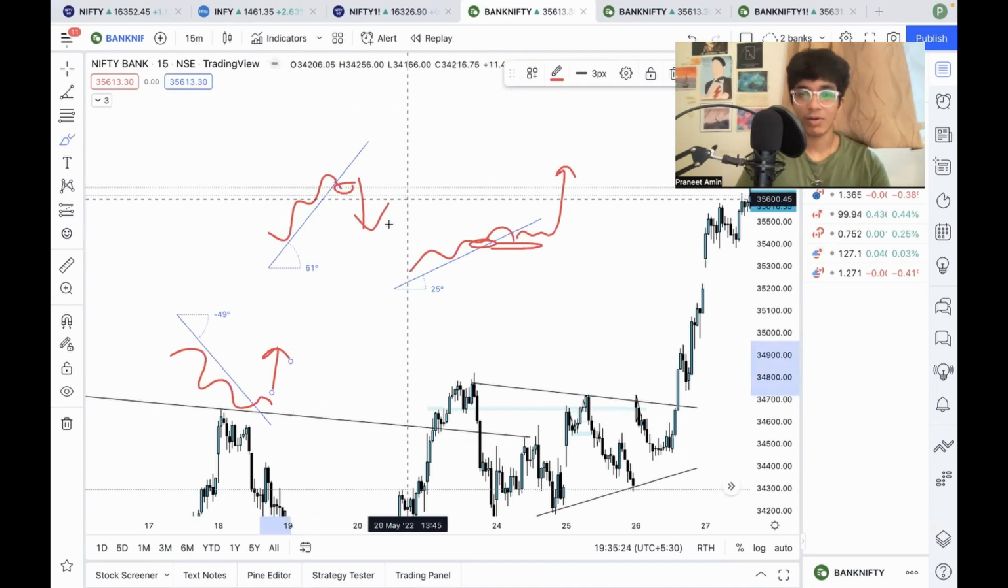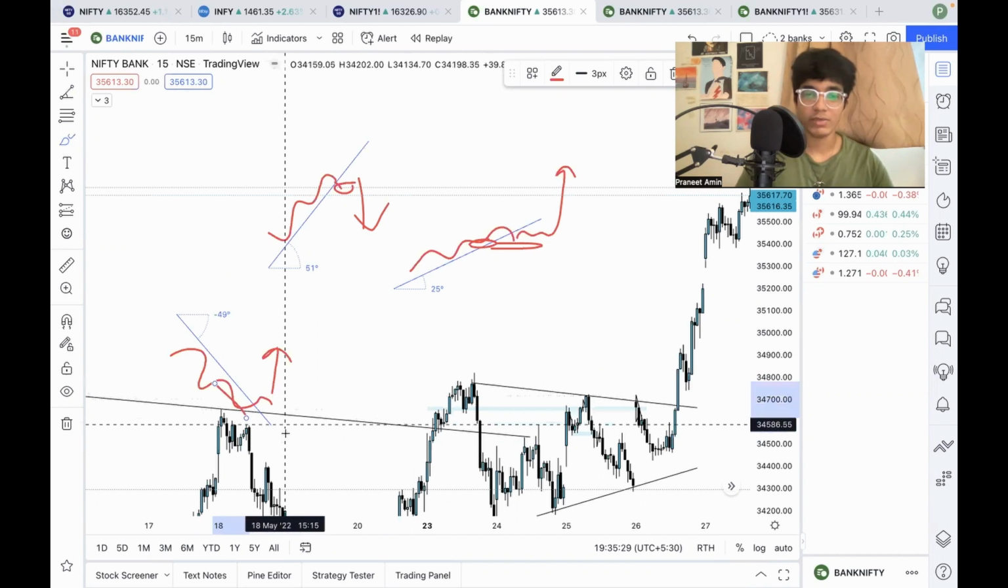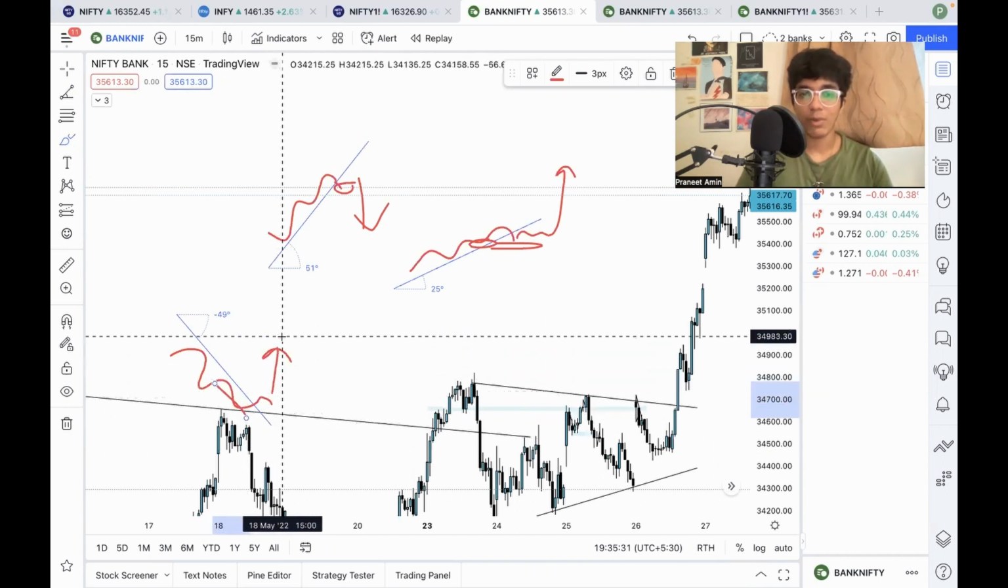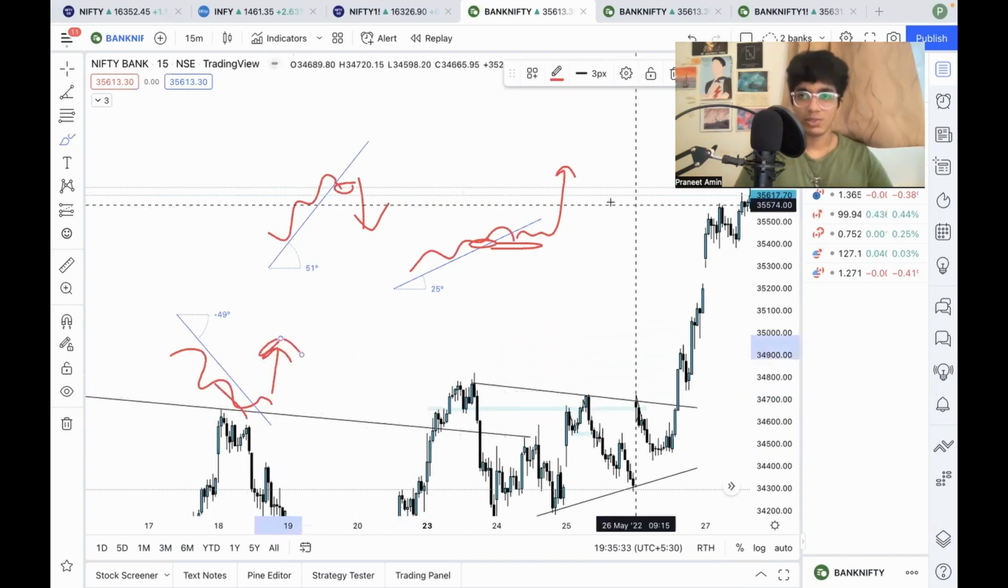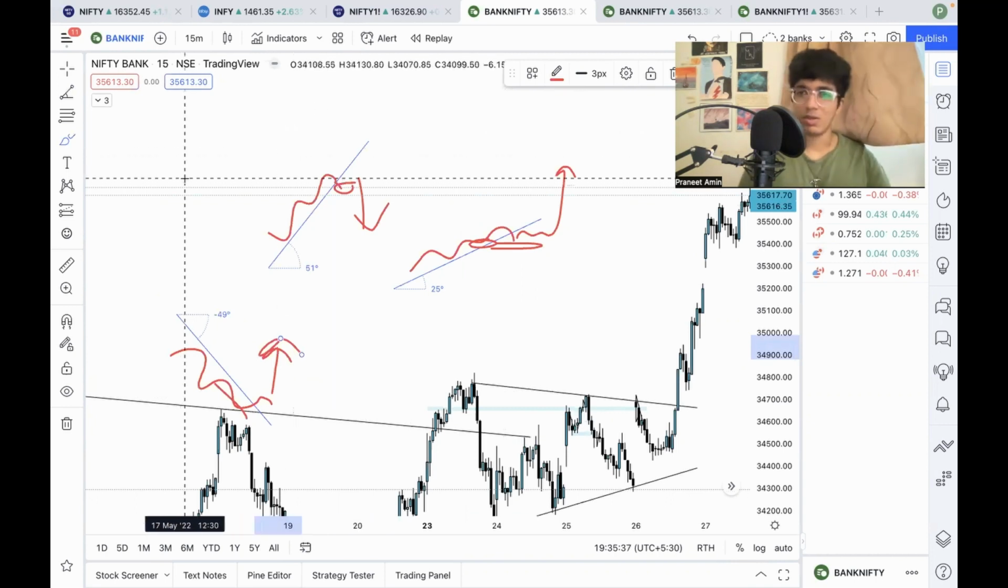That's the same reason kind of, right? If there's so much aggressive selling, the short covering will also be massive, and the longs that will happen will also give us good upside. So this is something which I also wanted to cover in this video, and that is it for this video.